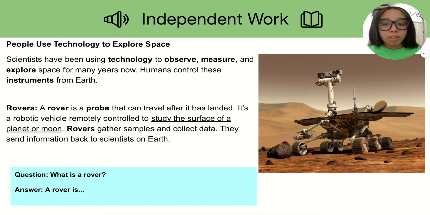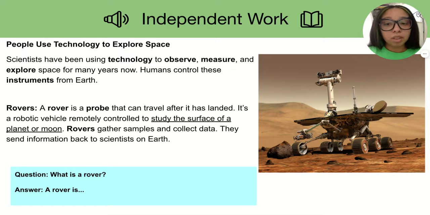First, I will read the text to you. As you are listening and reading along, think about the question at the bottom of the screen. Also, use the pictures to help you to understand what we are reading about. After we finish reading, you can pause the video so that you can read this part of the text on your own, and then answer the text-dependent question at the bottom of the screen.